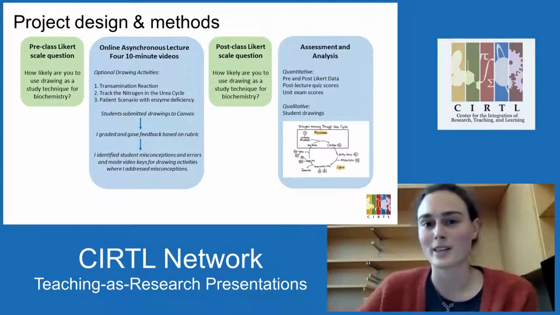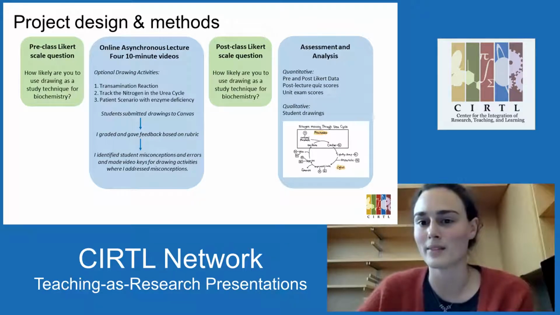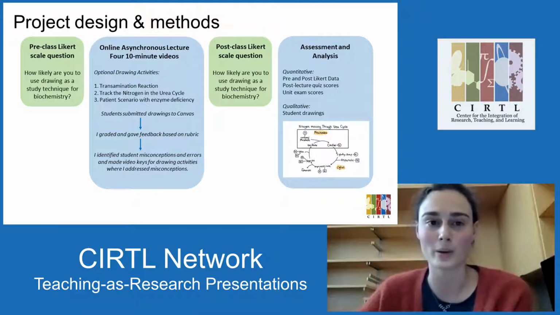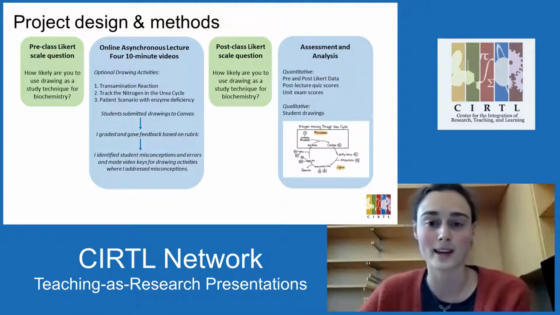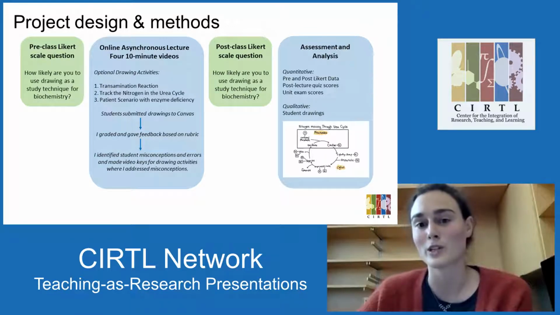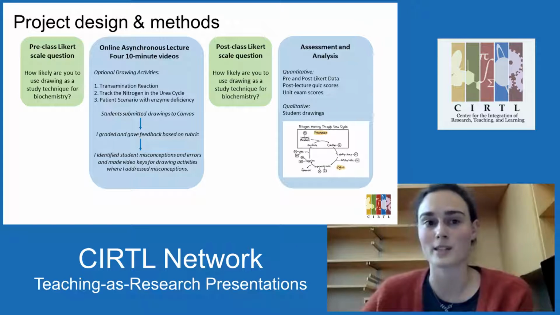Students then answered the post-class Likert question, and then I had lots of stuff to assess and analyze. A few quantitative things were pre and post Likert data. I looked at post-lecture quiz scores, as well as the unit exam scores. And then I had a large number of student drawings that allowed me to look through which students were really grasping the concept through their drawings, and which students still were having some misconceptions that I could communicate to them prior to them having to take an exam.